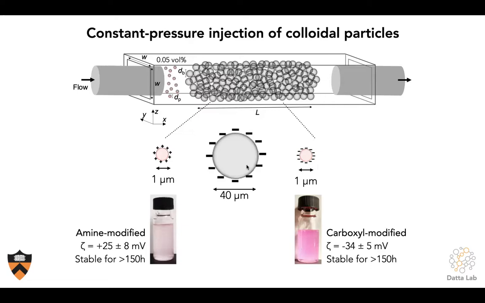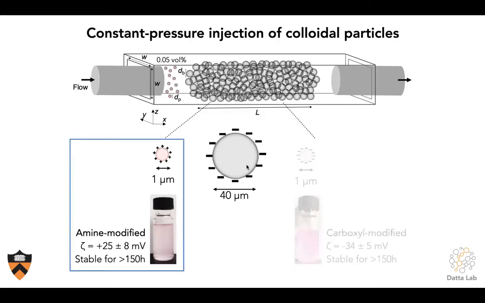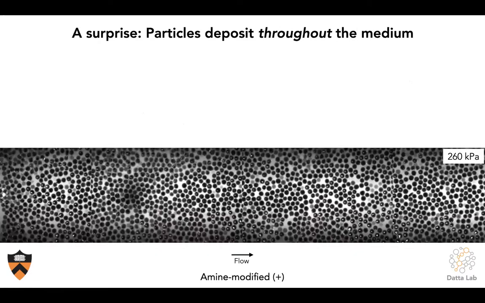And the question is, how do these things distribute through the porous medium? This is the simplest possible question that you can ask. So first, let's look at the sticky case. Our guess was that the particles, as we inject them, should just aggregate on the solid surfaces, clog up the inlet, and be localized near the inlet of the medium. That's not what we saw.